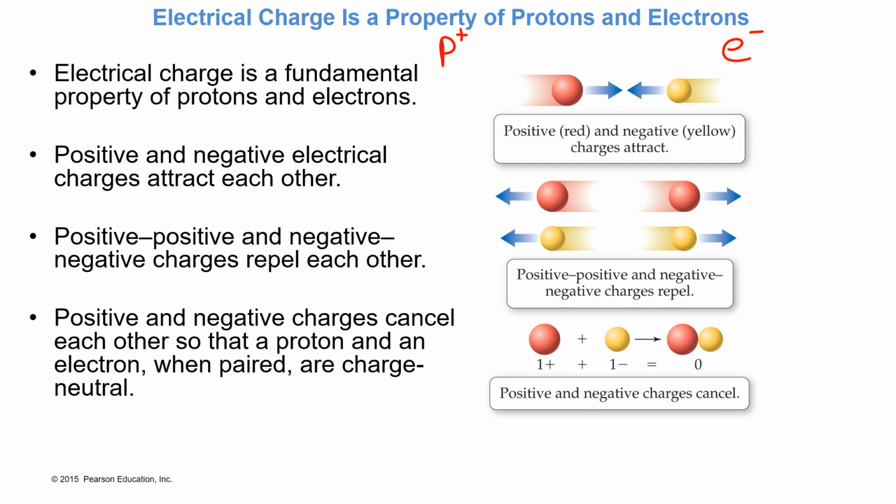So again, just kind of going through the diagrams on the side. The red represents a proton, the yellow represents an electron. So if I have a proton-electron interaction, they are going to pull towards each other and attach to each other. If I have a proton-proton or an electron-electron, they're going to push away from each other. And then again, the charges are equal and opposite. They will cancel each other out. So if I have one proton, one electron, it gives us an overall zero charge.